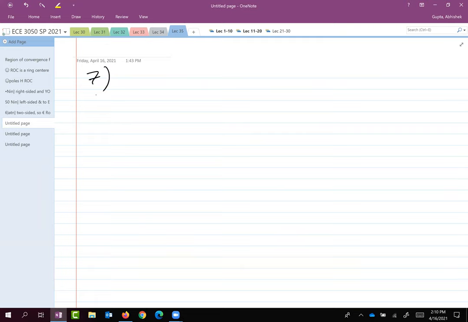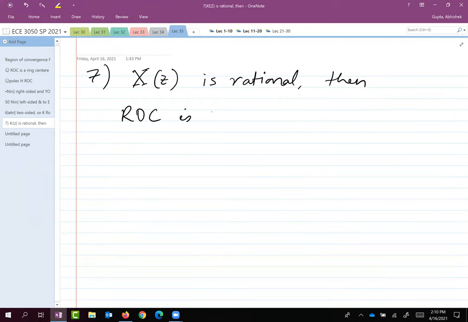So whenever xn is exponential, then X of z is rational. So if X of z is rational, then the ROC is bounded by poles or extends to infinity.